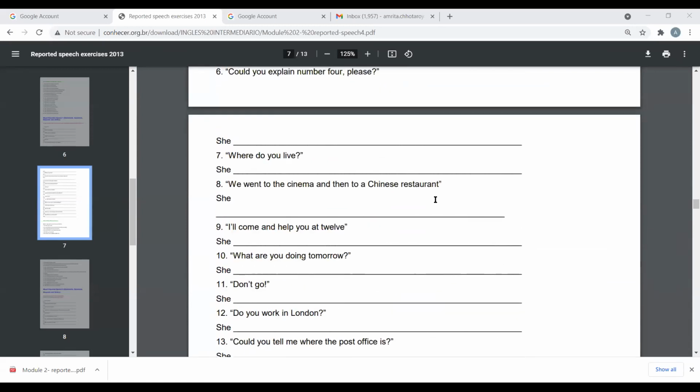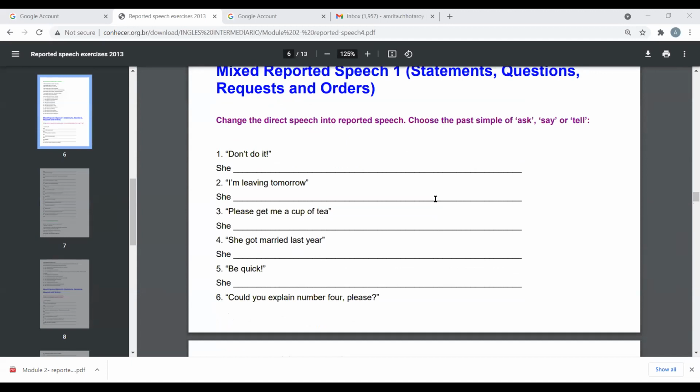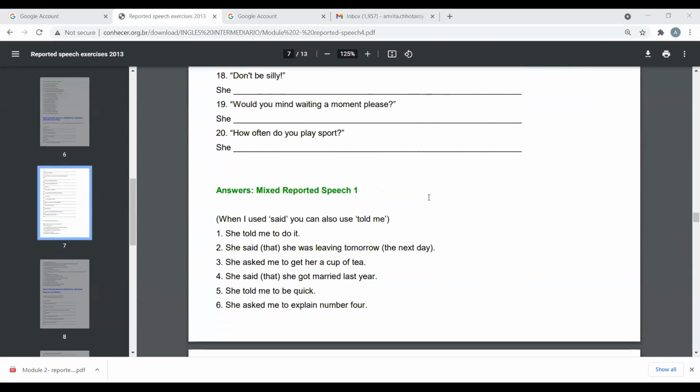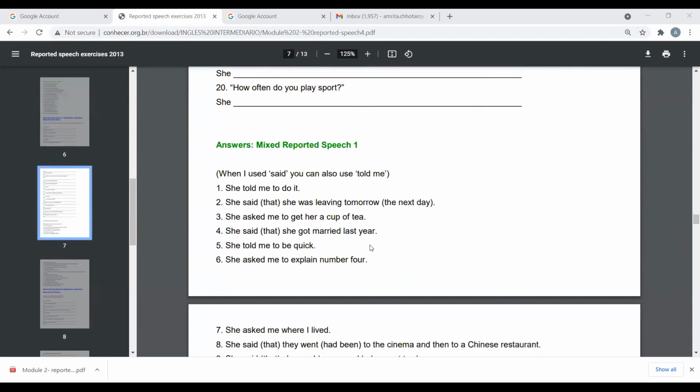Number five, be quick. It's like an order, be quick. She told me to be quick. You can also say she ordered me to be quick. She ordered me to be quick is also correct because it sounds like an order, be quick. Somebody tells you be quick, sounds like an order. You can say that.